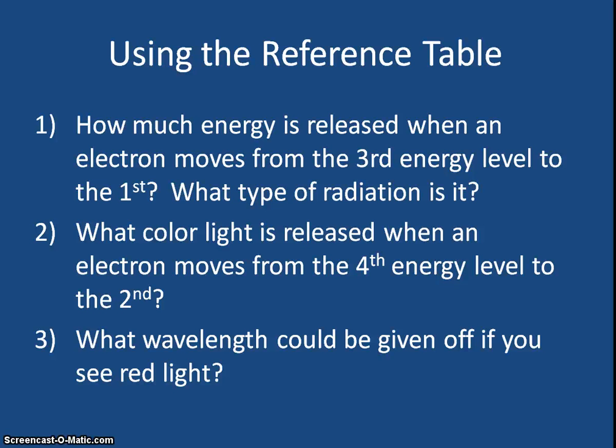Number 3 says what wavelength would be given off if you see red light. So if you look down at the colors at the bottom, notice how red goes from 6.5 to 7. So if you go back up to your target picture, you need a number that starts with either 6 or 7. And the only option there is 656 in the visible range. And you can see that that's from energy level 3 to 2. So the wavelength that could be given off is 656.